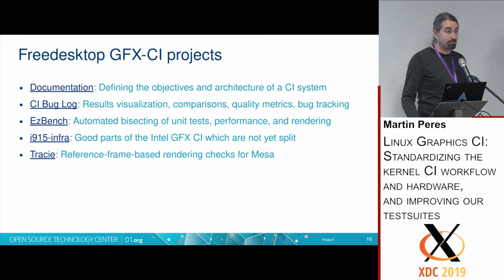Okay. Any other question? Well, okay. Then otherwise, here is the list of the different projects inside the graphics CI part on GitLab's Freedesktop GitLab. And so these are components that can be reused for the CI systems. And actually, part of EasyBench has been reused now for kernel CI for the auto bisecting, because git bisect was not up to the task for it. So that's it. Thanks a lot.